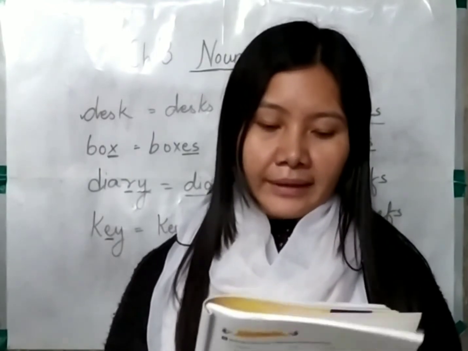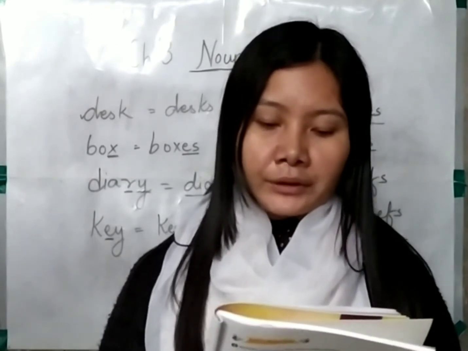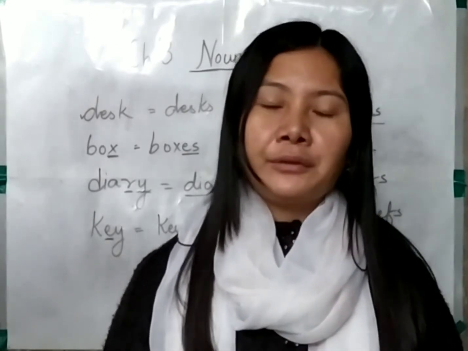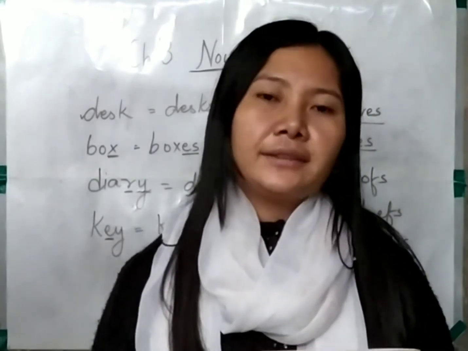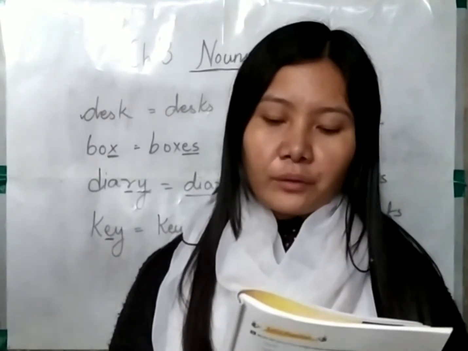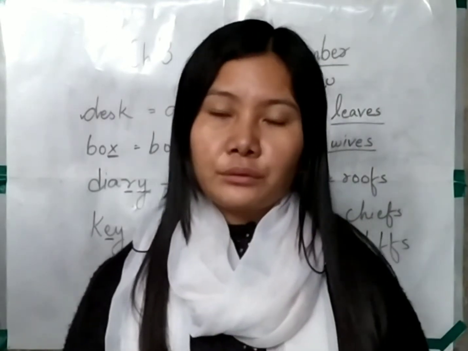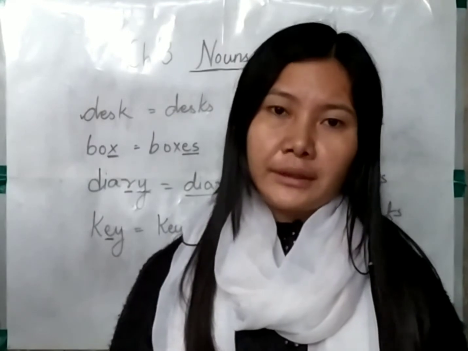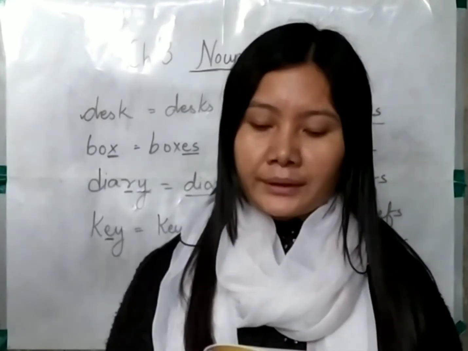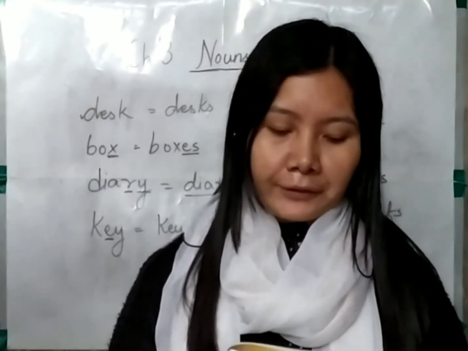Now let's read the next rule. Some nouns are converted into plural differently. So over here you need to remember that some nouns don't follow the given rules. They are changed differently. They are also called irregular nouns. So such nouns that do not follow the rules that we have discussed just now are called what? Irregular nouns. They form plural differently.